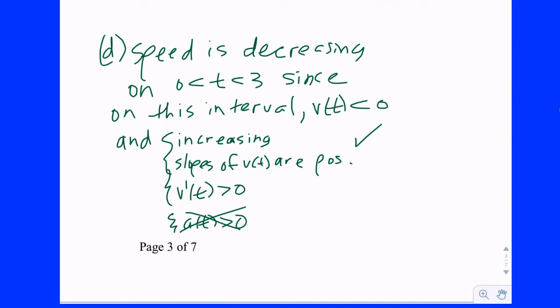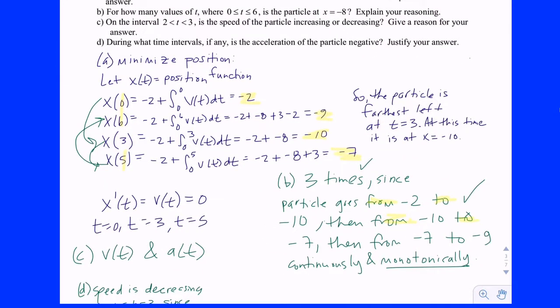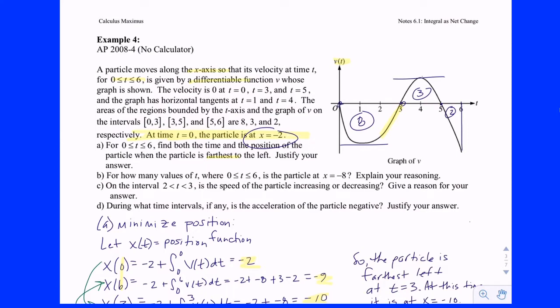Now, an argument that actually worked this year that I didn't like, but they did accept, is that since on this interval, the graph of V of t is heading towards the t-axis, which makes sense, right? Anytime the velocity is heading towards the t-axis, your velocity is approaching zero and the speed should be decreasing. And anytime your graph of V of t is heading away from the t-axis in either direction, your speed should be increasing. So I would say that that's a good way to quickly eyeball the intervals where the speed is increasing, decreasing, but not necessarily the best way to justify it.